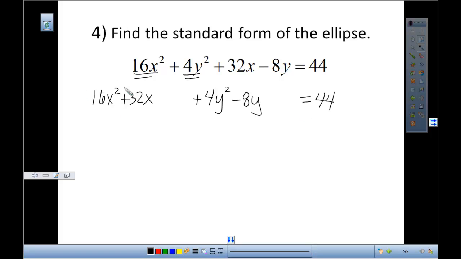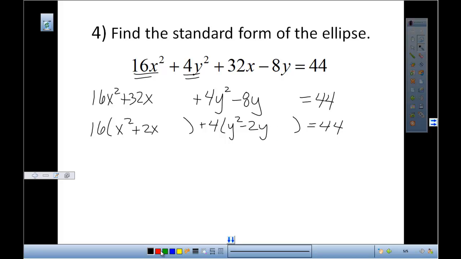But we still have a value in front of this x squared. So rather than dividing it out, let's just go ahead and factor it out like we normally would have done before. So I'm going to factor out a 16 here, leaving me with x squared plus 2x. And I'm going to factor out the 4 here, leaving me with y squared minus 2y.